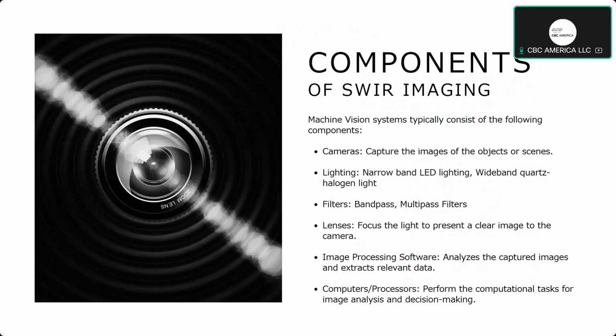First, I'm going to identify some components of SWIR imaging. The typical machine vision system will consist of the following components. You'll have your cameras, your lighting, filters, lenses, image processing software, and computers and processors.